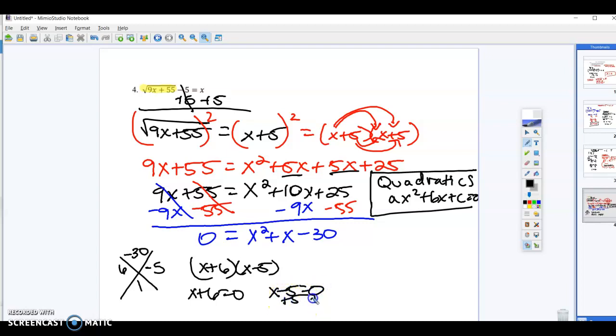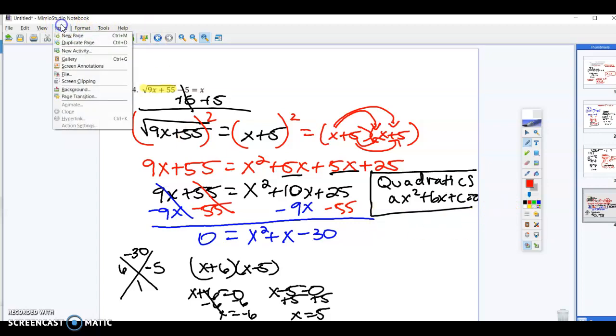And so I'm going to add 5 to both sides, and that's going to give me x equals 5. Over here, I'm going to subtract 6 from both sides, and that's going to give me x equals negative 6. So these are my two possible solutions. Okay, I say possible because on step 4, we've got to check it, right?